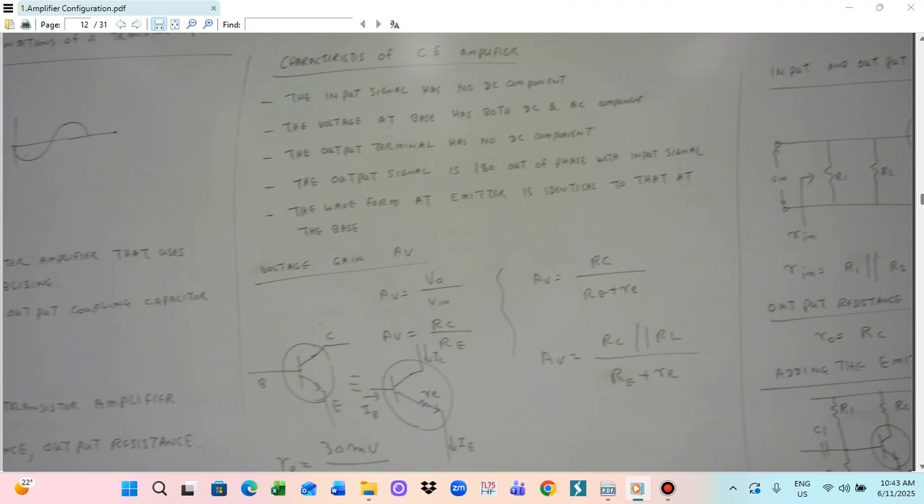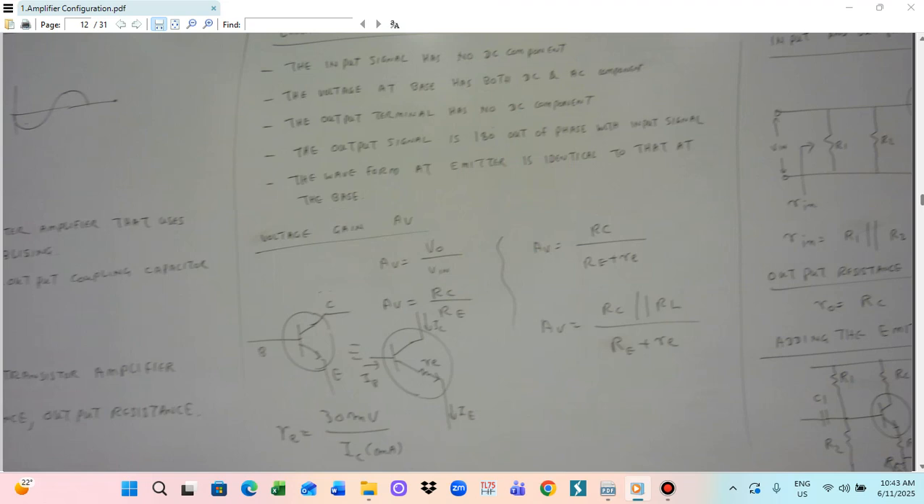The important one is that the input signal must have no DC component, only AC. The output terminal has no DC component. The output is 180 degrees out of phase. This means the input and output signals are totally reversed. So if the input is this way, the output signal will have this shape.